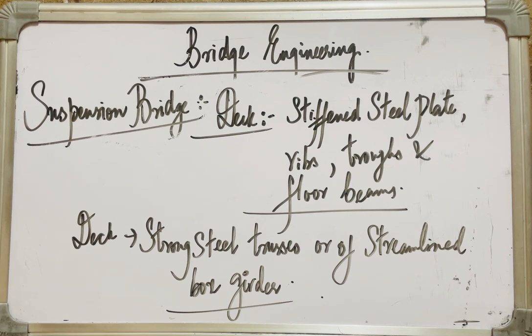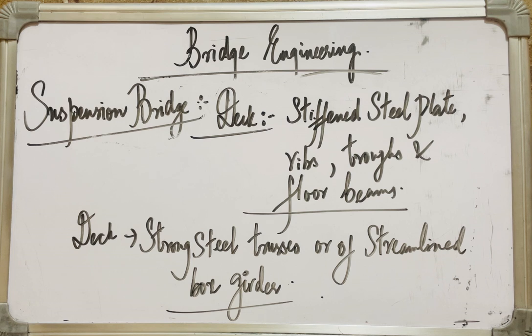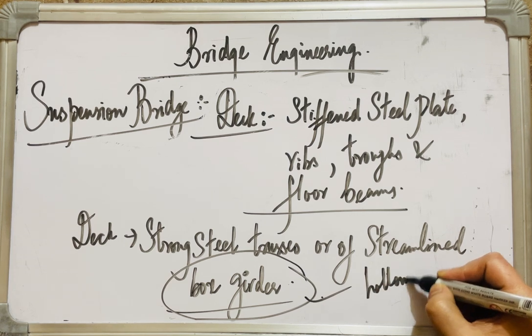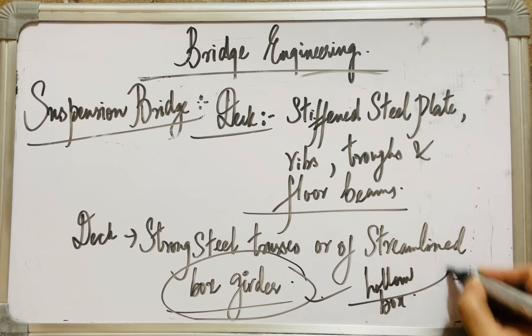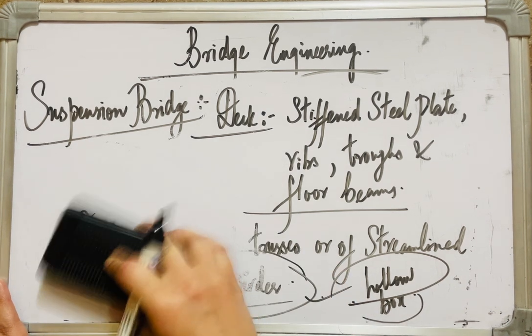All right, and consists of the bridge deck. In case of a suspension bridge, it consists of a stiffened steel plate, ribs, troughs, and floor beams, and can be essentially made of strong steel trusses or even streamlined box girder. What is the box girder? The girders which are in the shape of a hollow box. All right, that's known as box girder. And why do we use steel box girders in case of bridges?